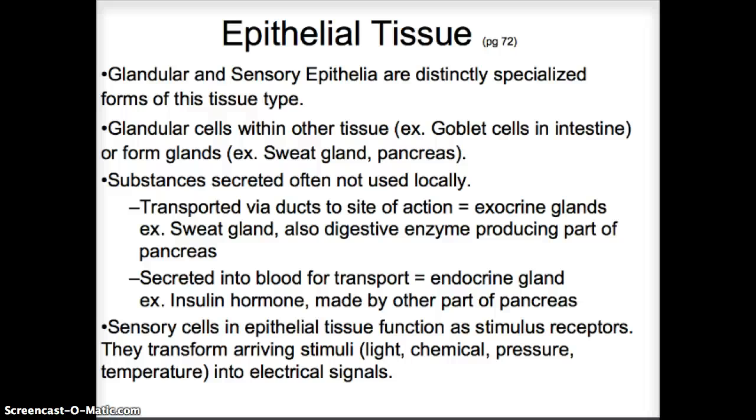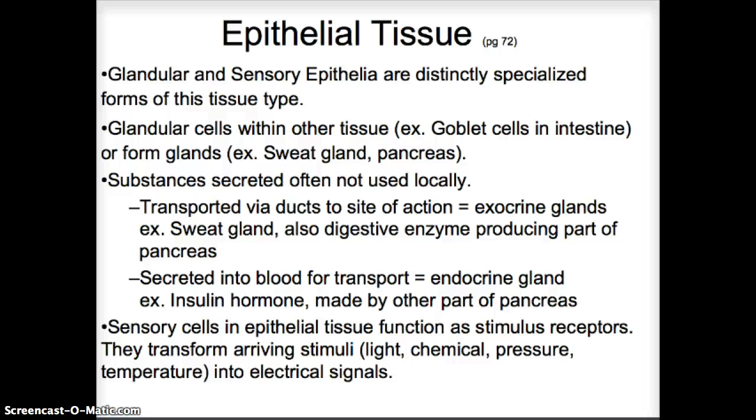And that brings us to the end of the epithelial tissue, which is the glandular epithelium. That's very, very distinctly specialized. We have glandular cells within other tissues, like we talked briefly about the goblet cells in the intestine making the mucus. We also have those in the trachea, by the way. And then we have cells that come together and make distinct glands, like the sweat glands underneath your skin, or also endocrine glands, like the pancreas.